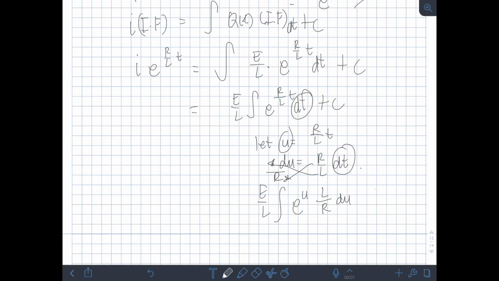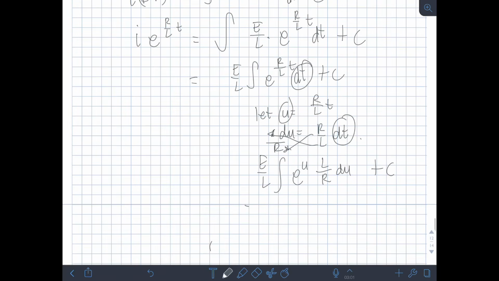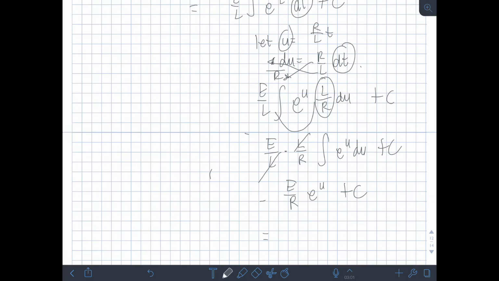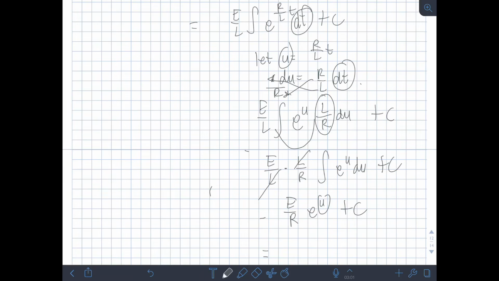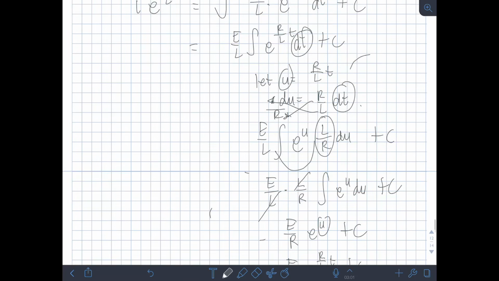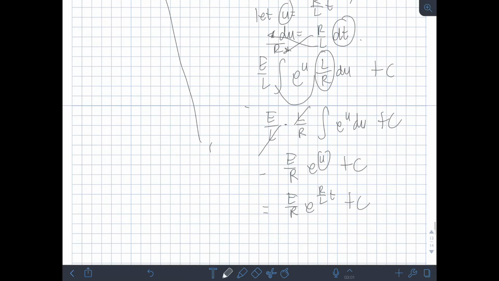Plus C, a constant again. We can set the constant aside: E over L times L over R, integral of E raised to U du, plus C. Okay? Cancel L here, so E over R, and the integral of E raised to U du is simply E raised to U again, plus C. Then we return U in terms of R over L T. So we have E over R times E raised to R over L T plus C. Therefore, this is the solution, with I times E raised to R over L T on the left.